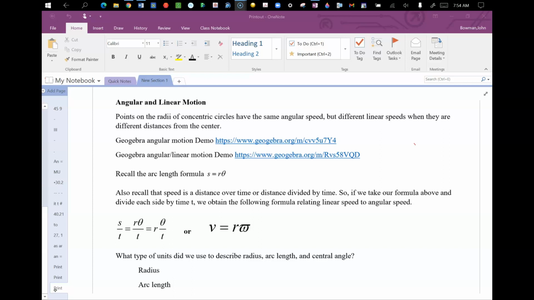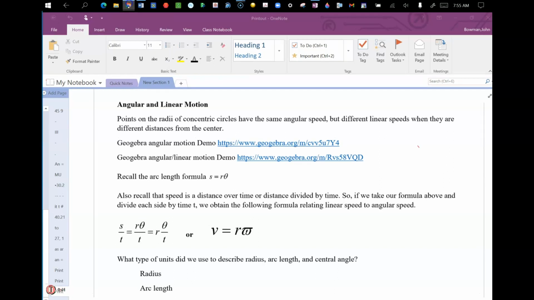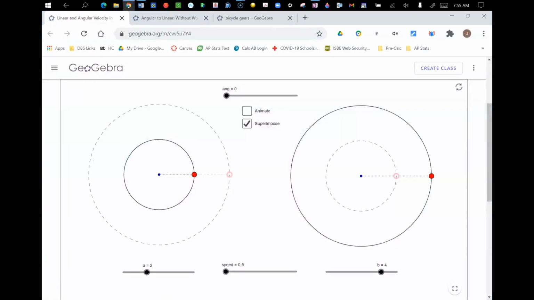To start out with, I want to illustrate this statement at the top of these notes that says points on the radii of concentric circles have the same angular speed but different linear speeds when they are different distances from the center. To illustrate that point, I have an animation here, and what you're looking at is two concentric circles, meaning they have the same center, the solid black circle and the dashed black circle. And you're going to see a counterclockwise rotation of the radius.